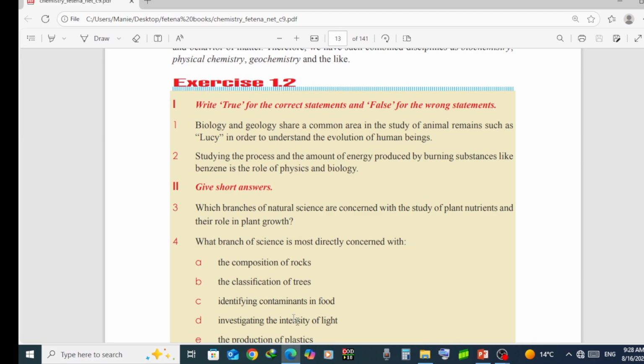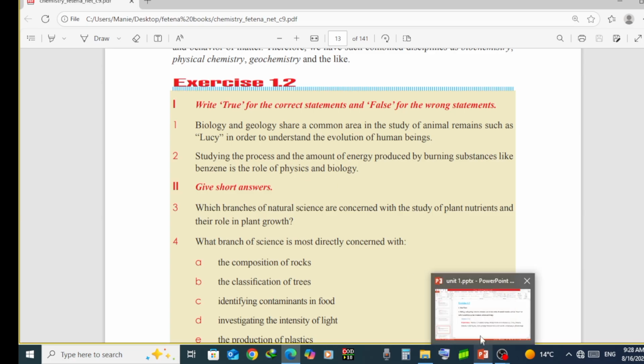The second exercise is studying the process and the amount of energy. Studying the process and the amount of energy produced by burning substances like benzene is the role of physics and biology. Is that true or false? We have to consider terms here. So studying the process and the amount of energy produced by burning substances, here we have burning, like benzene, is the role of physics and biology. Let's go to the answer.